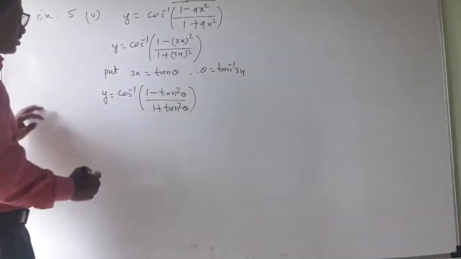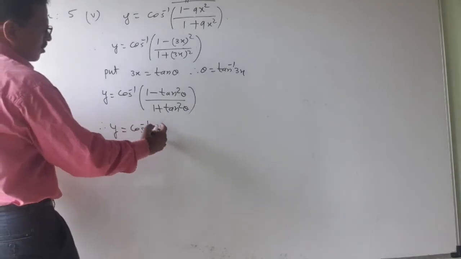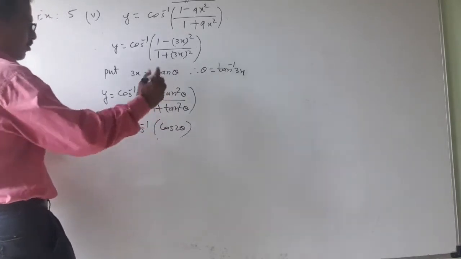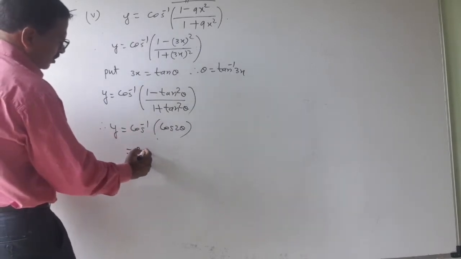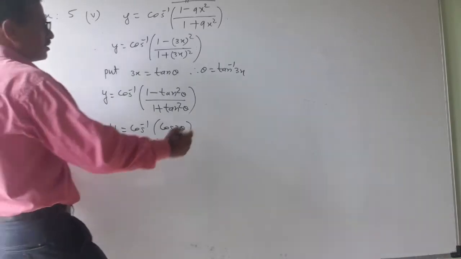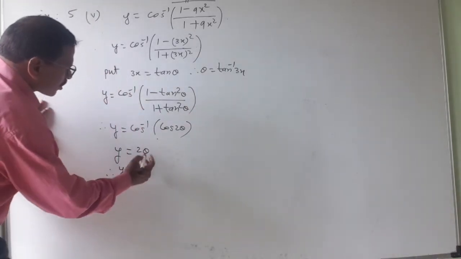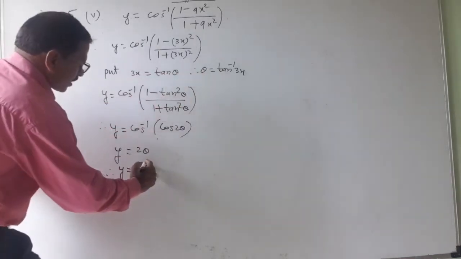This is nothing but cos 2 theta. Therefore y is equal to cos inverse of cos 2 theta. Just now I have proved it. So that is equal to cos inverse cos 2 theta. Therefore dy by dx, this I can write in terms of x. Theta means what? Tan inverse of 3x.